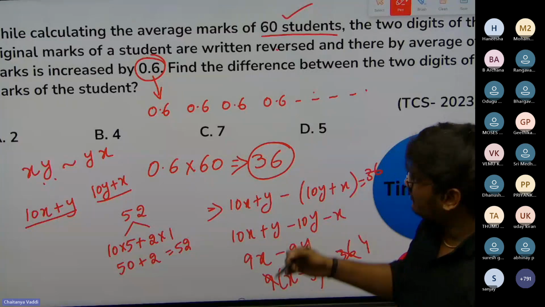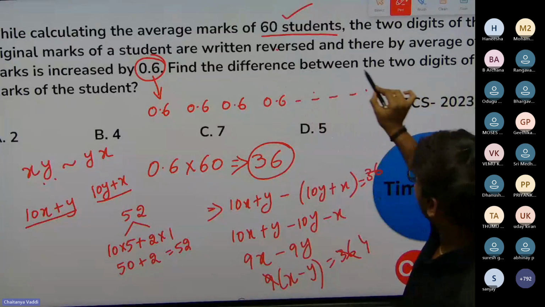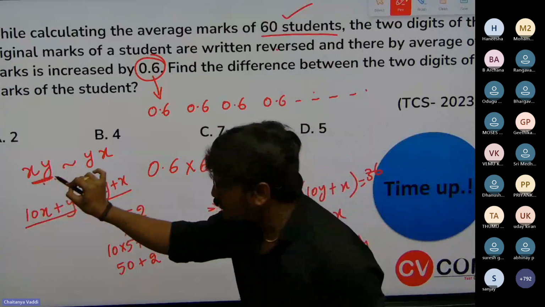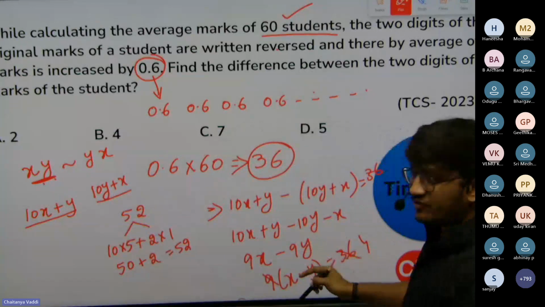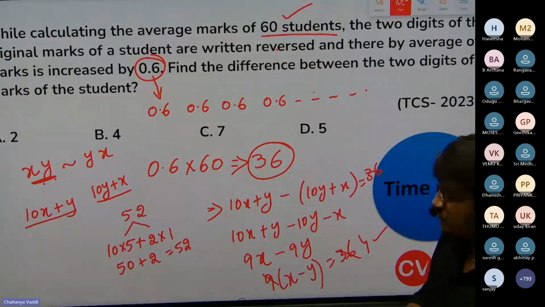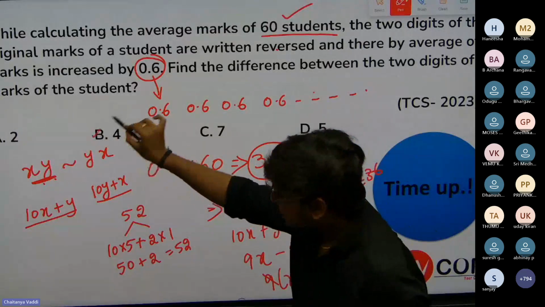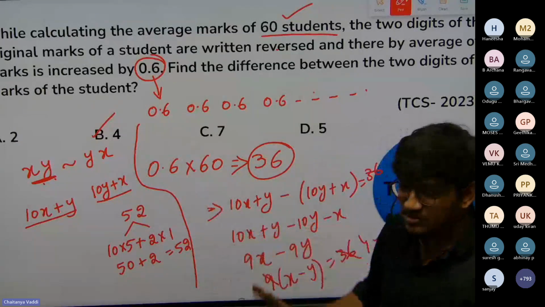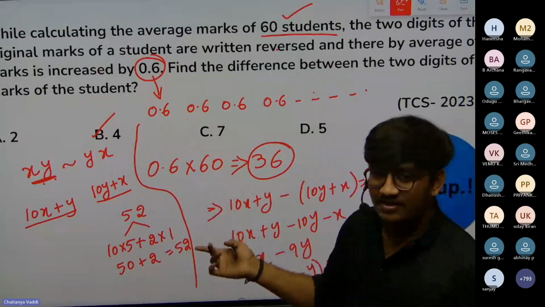So x minus y is 4. They are asking us to find the difference between the two digits of the marks. When I assume xy is a number, I got x minus y. The difference between the two digits of the number will be 4. So the answer is 4. All this I have written just to make you clear about the values, why we are considering x, y, yx.